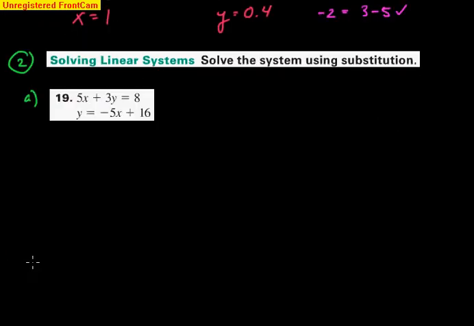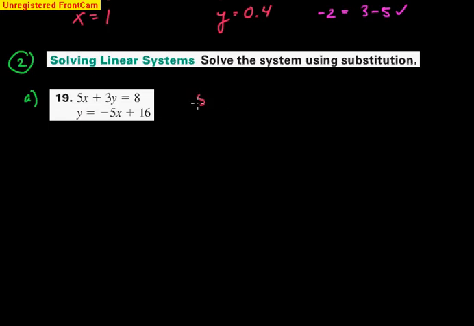Okay, so next we're going to talk about substitution, and we'll do 2 examples of substitution, okay? Here's our first example. 5x plus 3y equals 8. Y equals negative 5x plus 16. Now I did this example because I want to show you that your first step in substitution is to solve one of the equations for one of the variables.